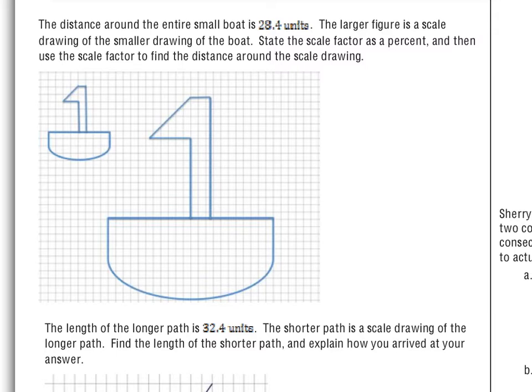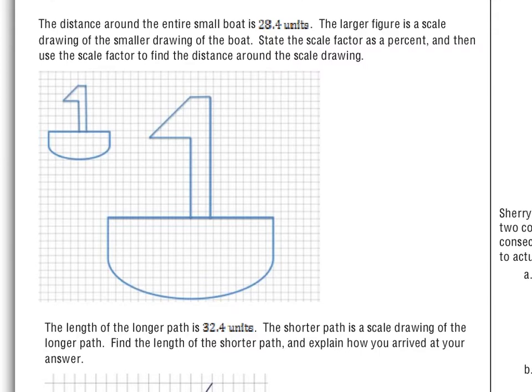Alright, so it tells us the distance around an entire sailboat is 28.4 units. The larger figure is a scale of the smaller drawing. State the scale factor as a percent, and then use the scale factor to find the distance around the scale drawing. Alright, so we're trying to move from our value that we have here, which is 28.4, to whatever the value would be for the larger boat. So that means in order to do that, we need to know the scale factor from the small boat to the larger boat.